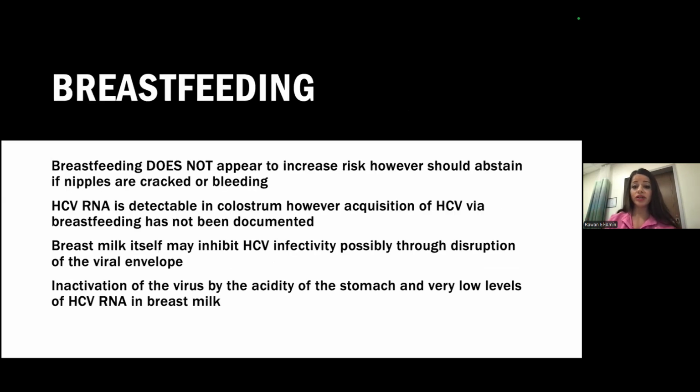Breastfeeding does not appear to increase the risk. However, if the patient has any cracked nipples or any bleeding, then we recommend not breastfeeding at that time until everything's healed. When they've looked into the breast milk, they do detect HCV RNA. However, transmission from breast milk to infant has not been documented. And the reason we believe that is that breast milk itself can inhibit HCV infectivity by disrupting the viral envelope, and the acidity of the infant's stomach can also decrease that risk, along with the very low RNA levels in the breast milk. So that's good.